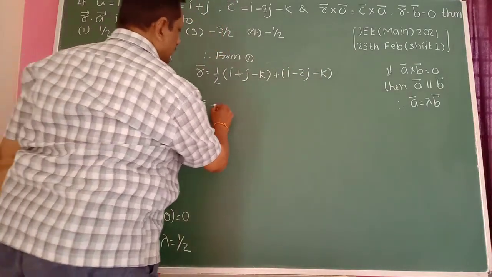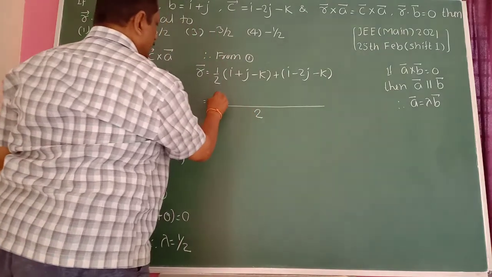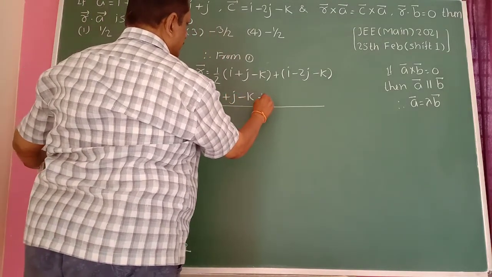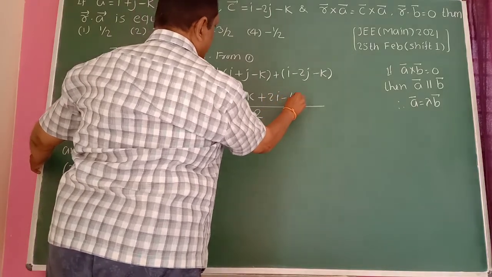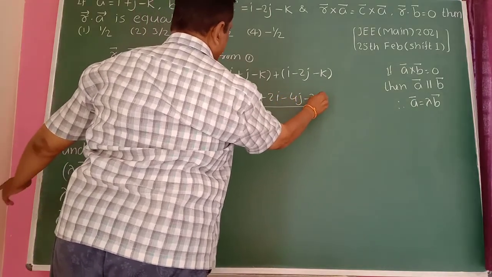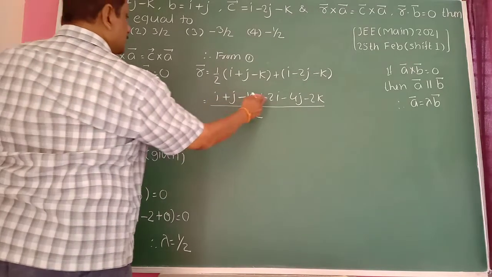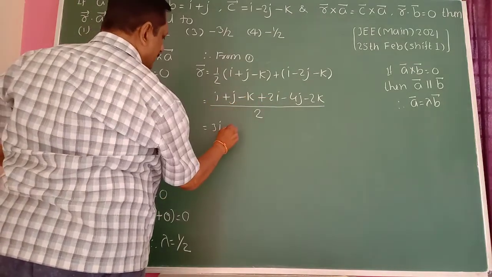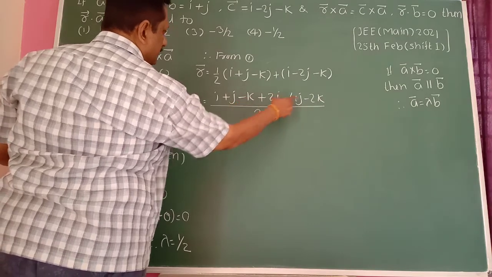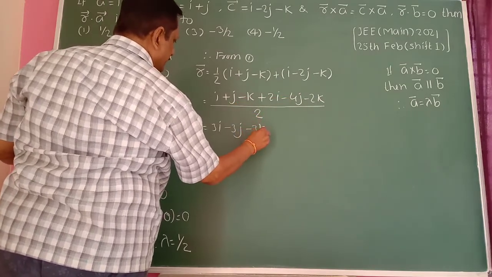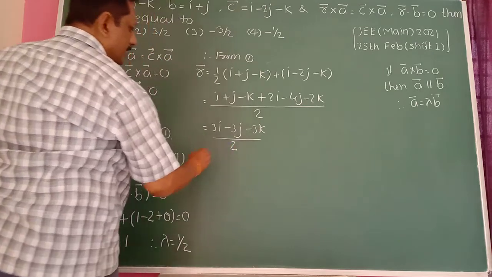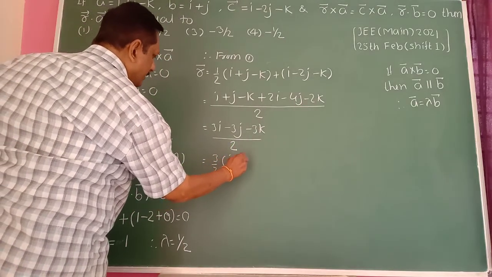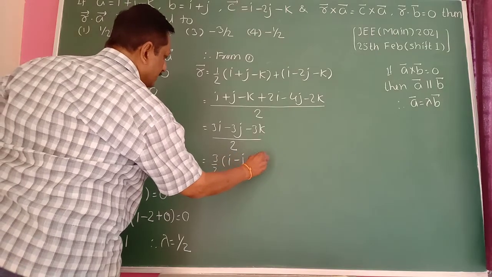Therefore 2 is the LCM here. 2 LCM. So I plus j minus k plus 2I minus 4j minus 2k. Then I plus 2I becomes 3I, and j minus 4j is minus 3j, minus k minus 2k is minus 3k, divided by 2. 3 is the common factor here. So 3 by 2 into I minus j minus k.